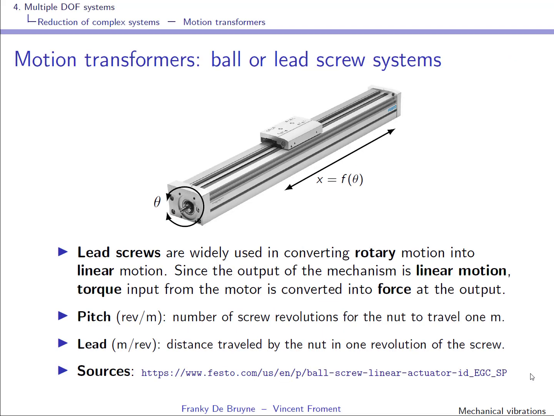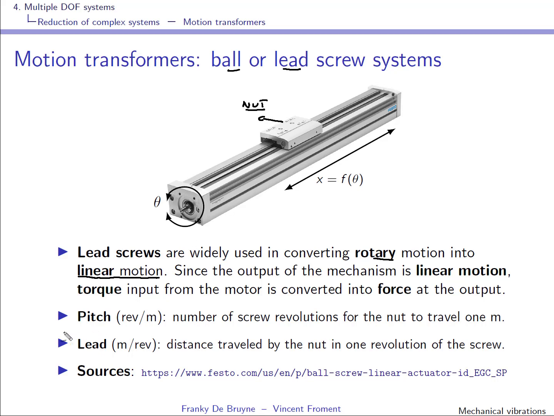So the last motion transformer that we'll consider in this course is the ball or lead screw system. The fact that it's ball or lead depends on what happens internally in this system. And lead screws or ball screws are widely used to convert rotary motion into linear or translational motion. Okay, since the output of the mechanism is a linear motion, the torque that is applied at the input is transformed into force at the output. This is what is called the nut.